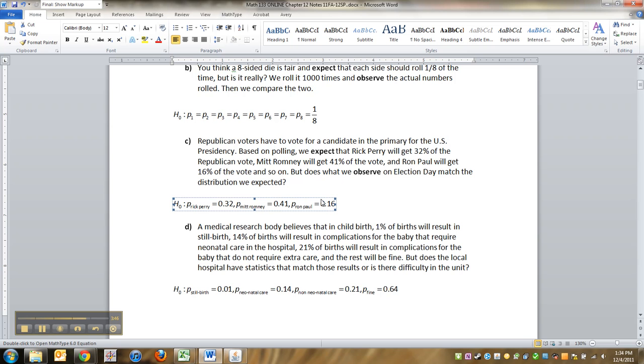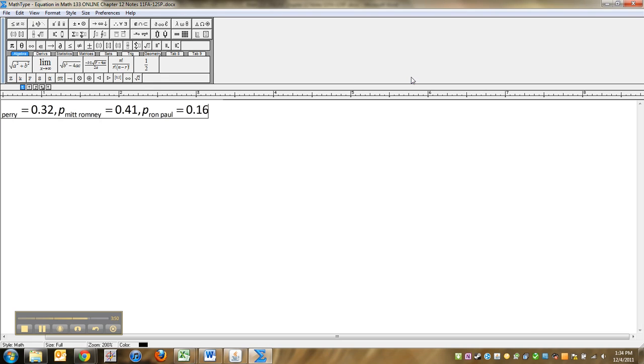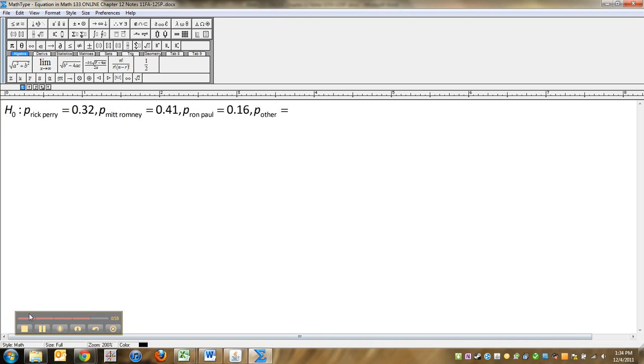I mean, if I want to do the same thing here, I could have said, oopsie, let me make it wider so you can see. There's a proportion for other. Who knows? It'll be all the other candidates combined, right? Which would make, let's see, that's 73, 83, 89, so it'd be 0.11.